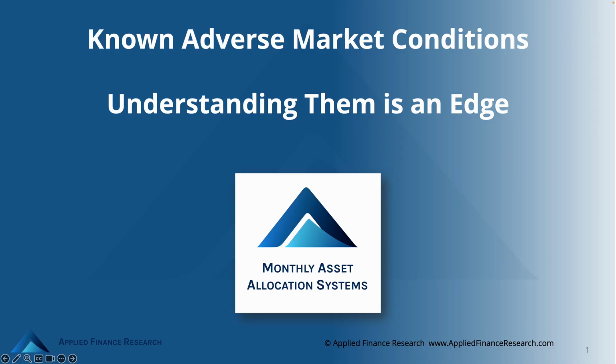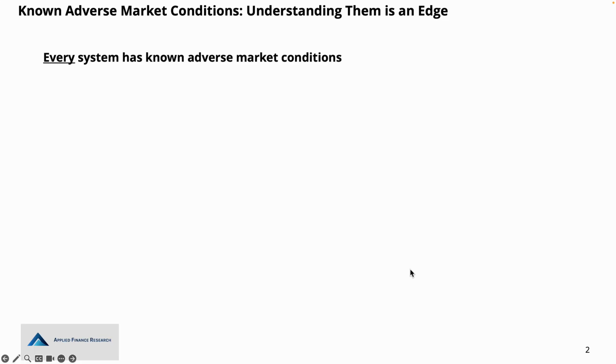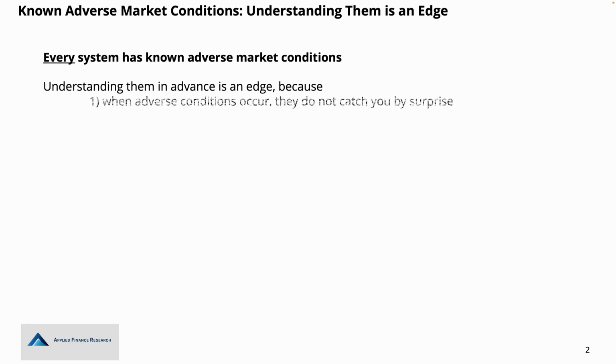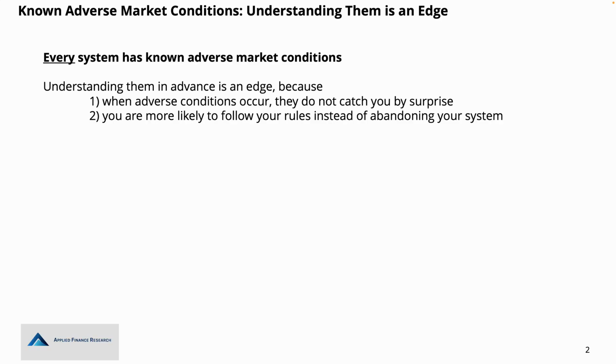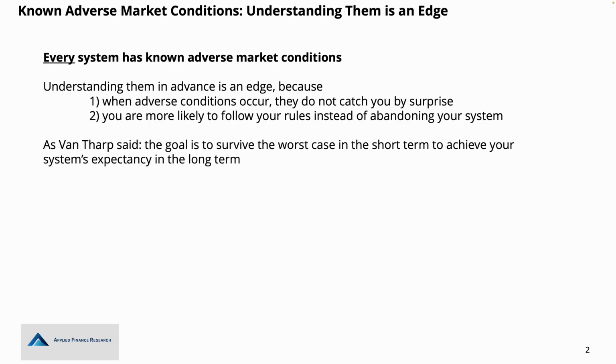So first of all, it's important to understand that every system has known adverse market conditions. Understanding them in advance is an edge because when adverse market conditions occur, they don't catch you by surprise and you are more likely to follow your rules instead of abandoning your system. As Dr. Van Tharp always said, the goal is to survive the worst case in the short term to achieve your system's expectancy in the long term.